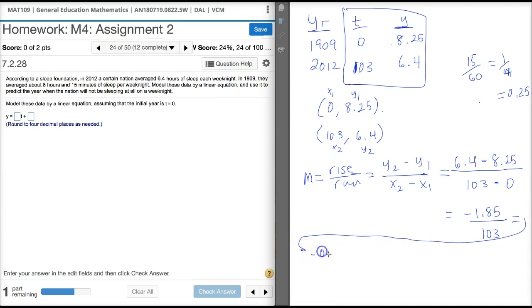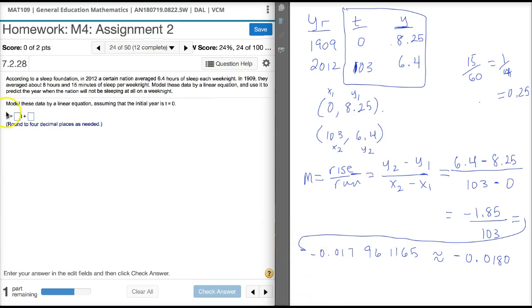So it ends up being a negative 0.0179661165. And we're told to round to 4 decimal places. So this is 1, 2, 3, 4. This one tells us to go up, and of course this will end up rounding to, let's see, 1, 2, 3, 4. Okay, yeah. So this should round up to negative 0.0180. So that is what our slope will be, okay?